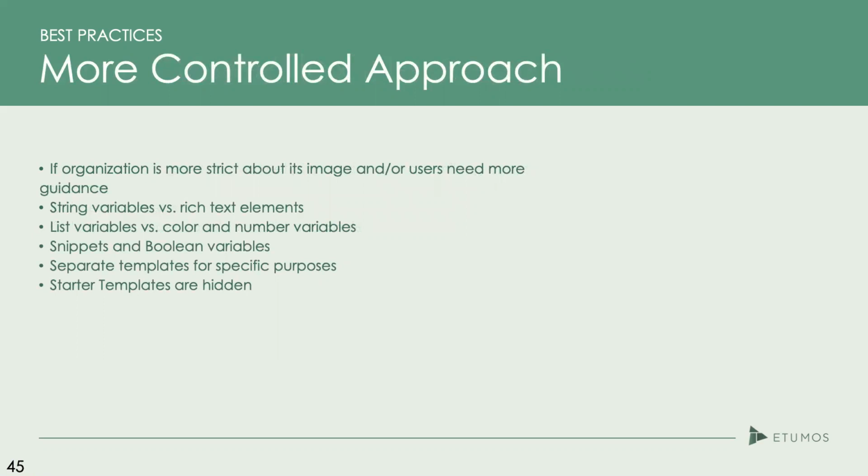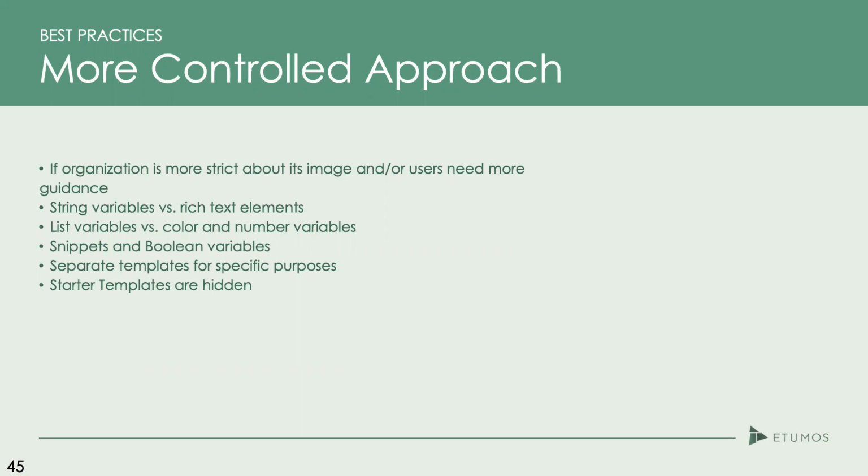If your organization's template needs are very clear, the organization is more strict about its image, and/or users may need more guidance in using Marketo Engage, you may want to adopt a more controlled approach to templates. Some examples are using string variables rather than rich text elements for short lines of text, such as a headline. If you have specific colors in your visual identity or a limited range of font sizes you want people to use, list variables may be better than color and number variables.